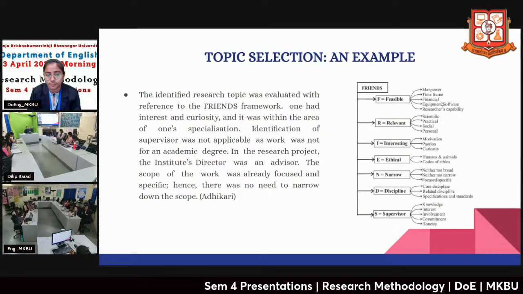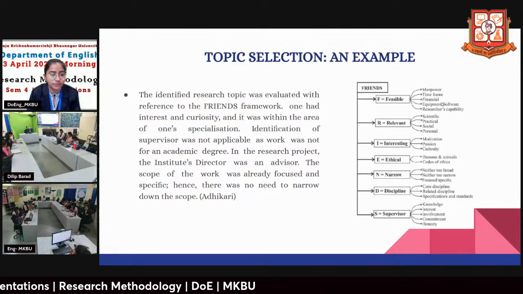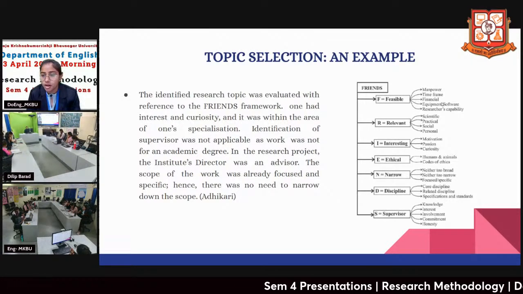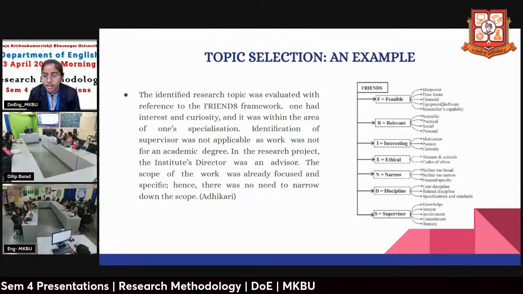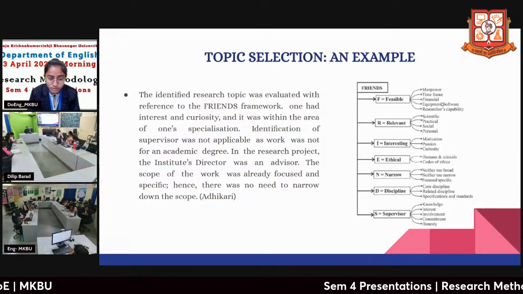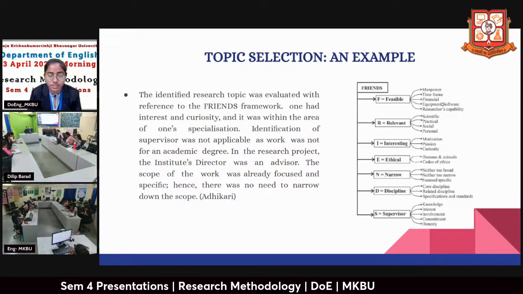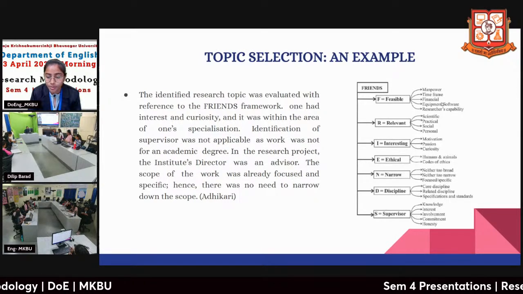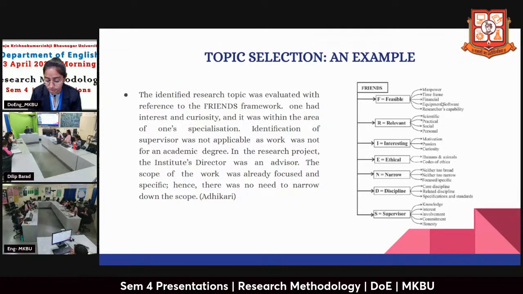Topic selection and example. The identified research topic was evaluated with reference to the FRIENDS framework. Here is the framework. F is for principal, R is for relevant, I is for interesting, E for ethical, N for narrow, D for discipline, and S for supervised. This is the framework which represents how to properly choose a topic for research.